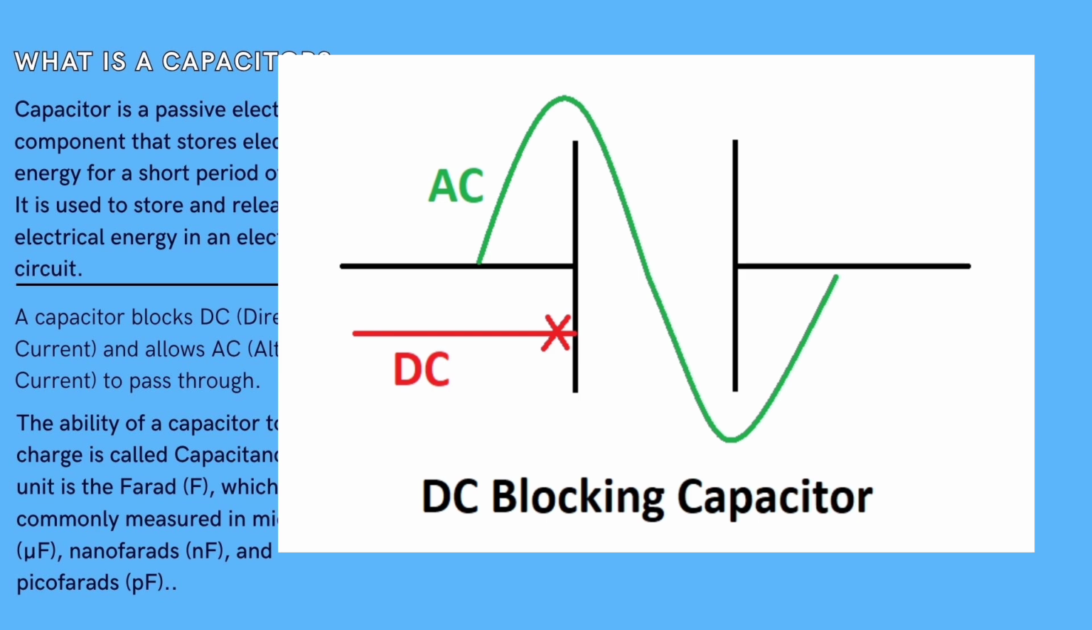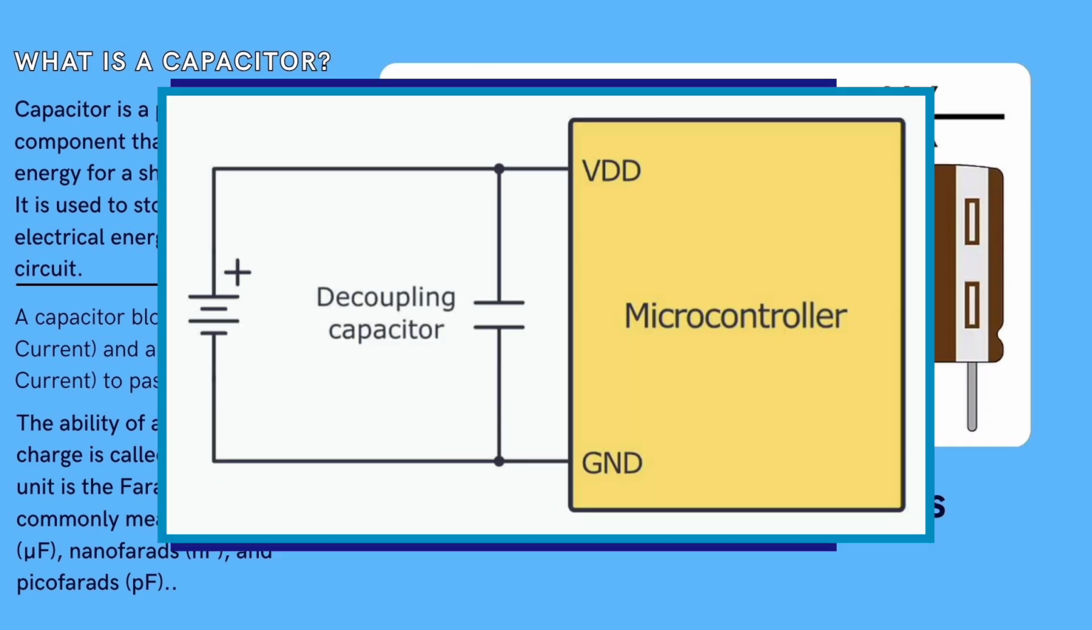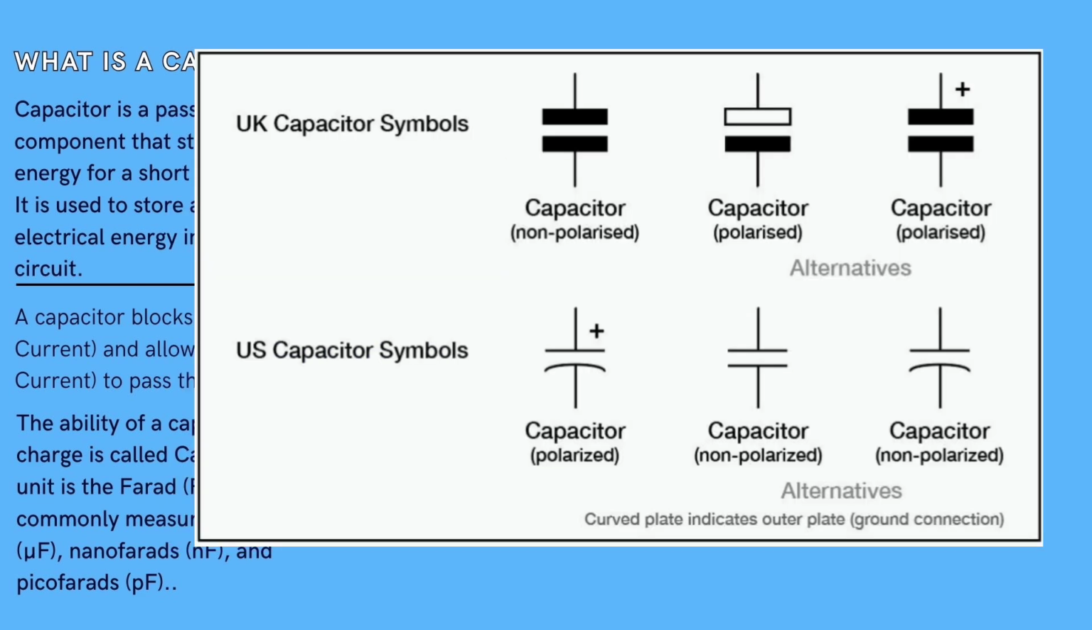Because of this property, capacitors are widely used in filtering, coupling, decoupling, timing, and power supply circuits. This is the symbol of a capacitor. The ability of a capacitor to store charge is called capacitance. It is measured in farads. In practical electronics, capacitance is commonly measured in microfarads, nanofarads, and picofarads.